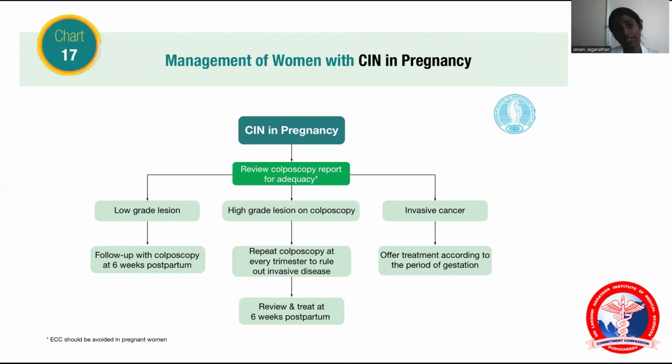So moving on to the scenario where women with CIN present in pregnancy. CIN in pregnancy, we have to review the colposcopy report for adequacy. If it is a low-grade lesion, follow with colposcopy at 6 weeks postpartum. After 6 weeks postpartum, we have to review the patient with colposcopy. If it is a high-grade lesion on colposcopy, repeat colposcopy every trimester to rule out the development of invasive disease, and review and treat again 6 weeks postpartum. If the patient presents with invasive cancer, offer treatment according to the period of gestation with which the patient is presenting.